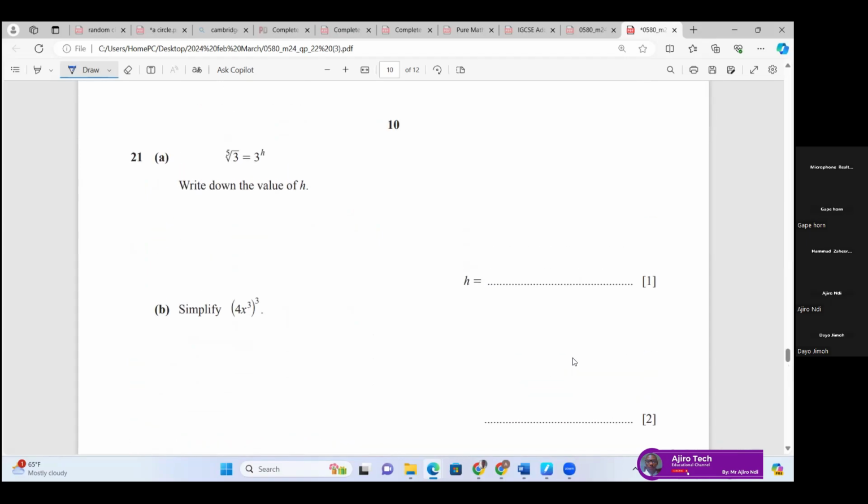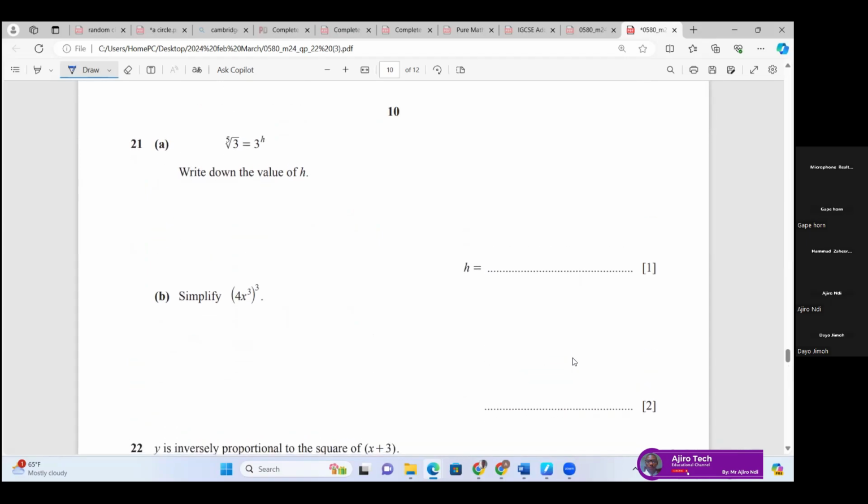Now, this question 21, just turn this fractional root to an index. Cube root, fifth root becomes 1 over 5. The 3 is the power here. These two must be equal. That means it must be what? 1 over 5. This power 3 should affect everything inside. 4 is power 3, x is power 3, 64, x to the power 9 will be our solution to that.